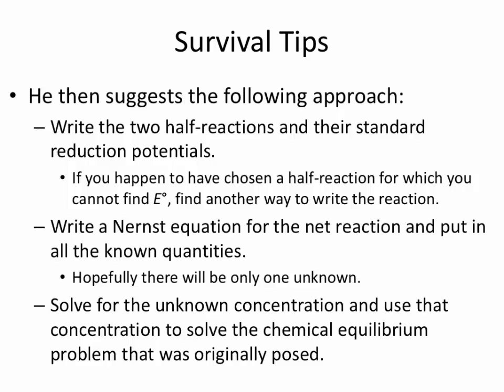He then suggests the following approach. First, write the two half reactions and their standard reduction potentials, and if you happen to have chosen a half reaction for which you cannot find E0, then find another way to write the reaction for which you can find E0. Next, write a Nernst equation for the net reaction and put in all the known quantities, and hopefully there will be only one unknown. Then, solve for the unknown concentration, and use that concentration to solve the chemical equilibrium problem that was originally posed.